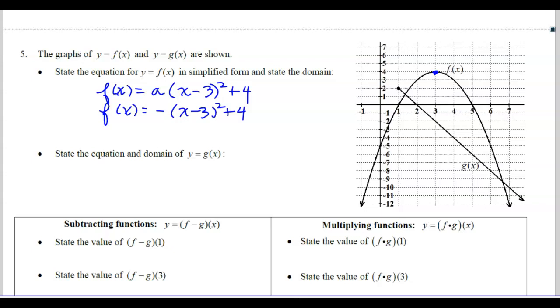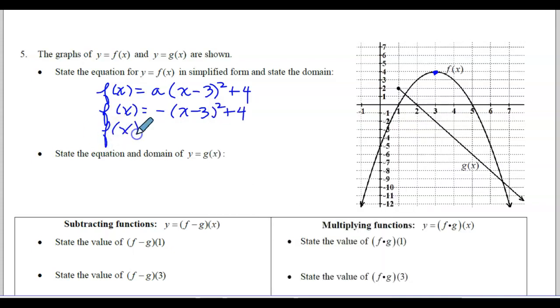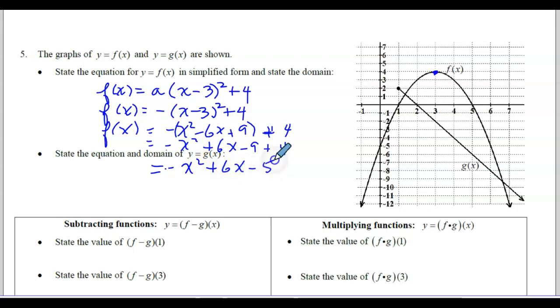Okay, so we need to expand this out. Just continuing on from the last video, got interrupted. So x squared minus 6x plus 9 in the brackets. And then distribute the negative. So that's going to be negative x squared plus 6x minus 9 plus 4. And underneath, negative x squared plus 6x minus 5.